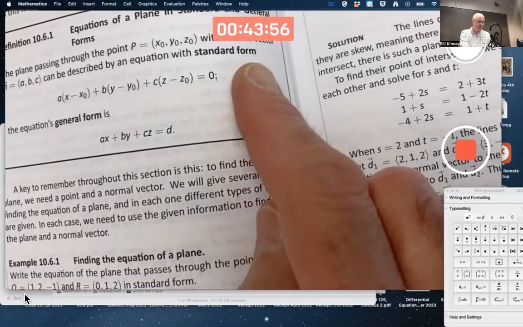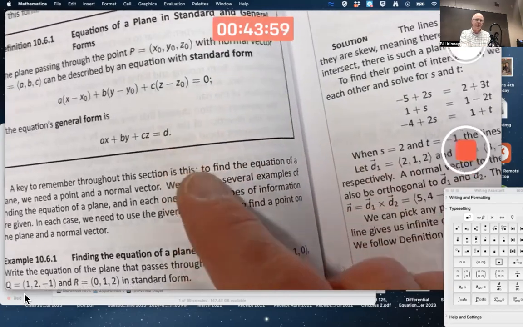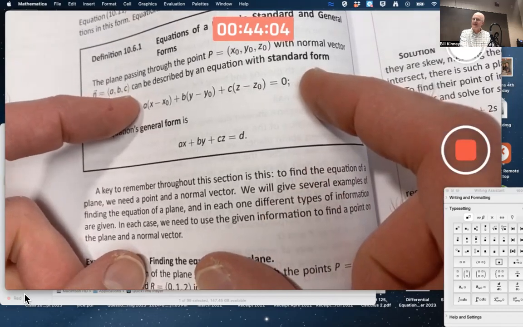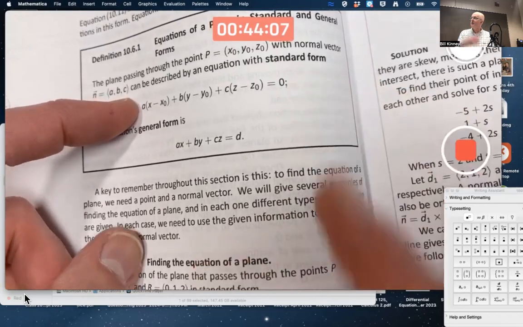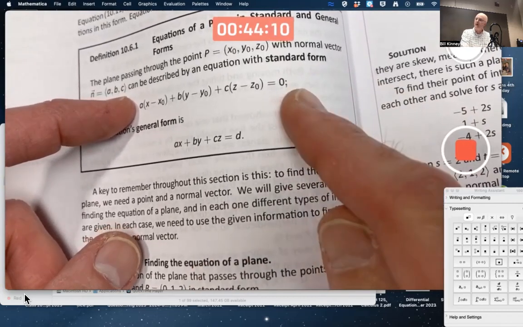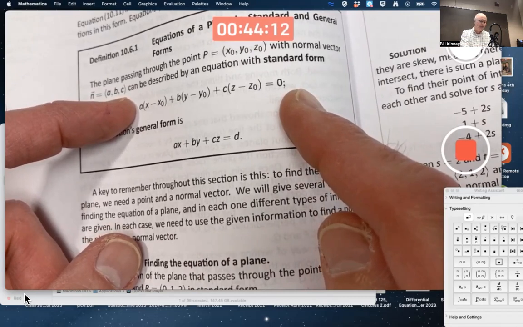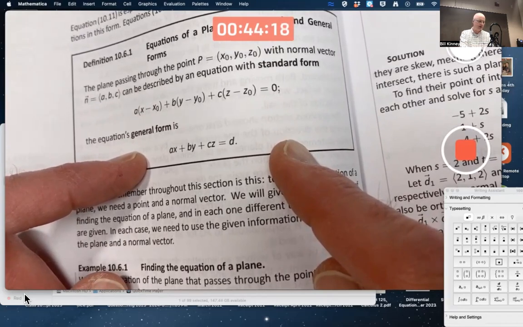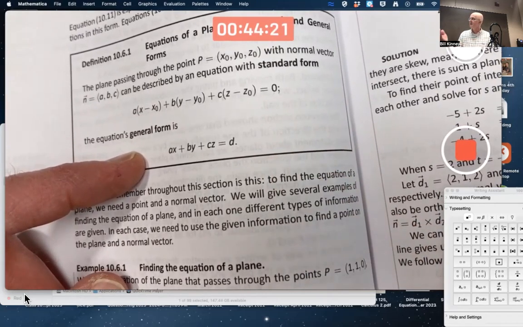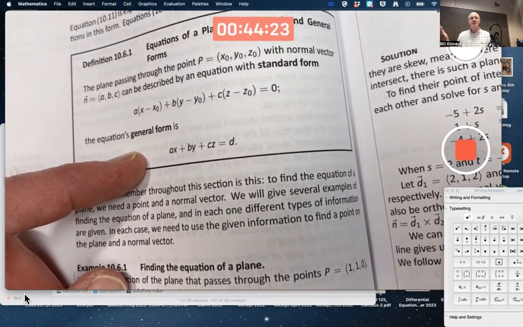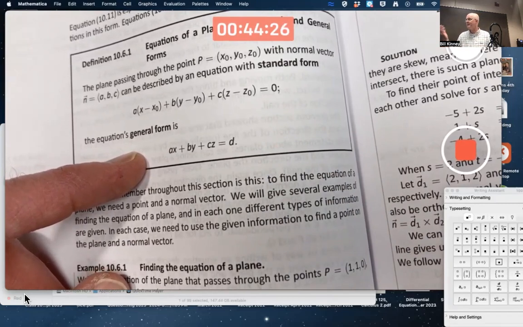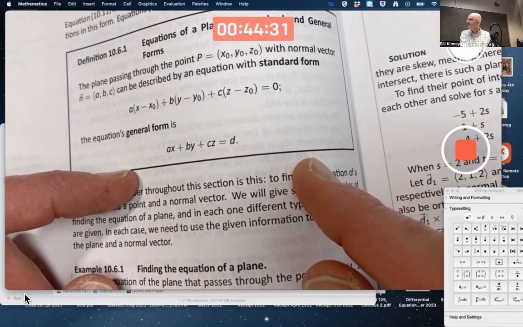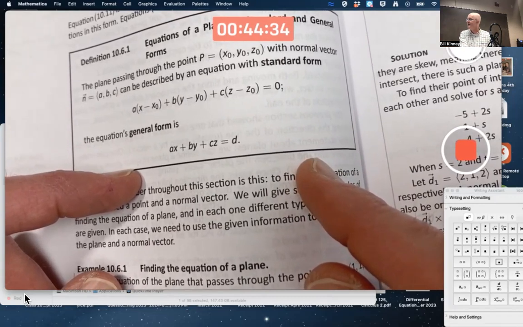And in either of these forms, standard form or general form, the vector with components A, B, and C is a normal vector. Effectively, this is using a dot product to see that the dot product of the normal vector with any arbitrary vector parallel to the plane is 0. And then if you simplify, you can put it into the general form. But in either case, the coefficients of x, y, and z are the components of a normal vector. Normal vectors are not unique. You can multiply them by non-zero scalars and get another normal vector. These equations are not unique. You can multiply them by any non-zero scalar and get another equivalent equation.